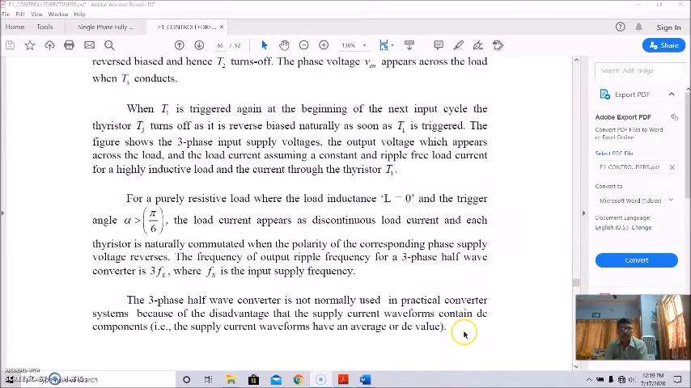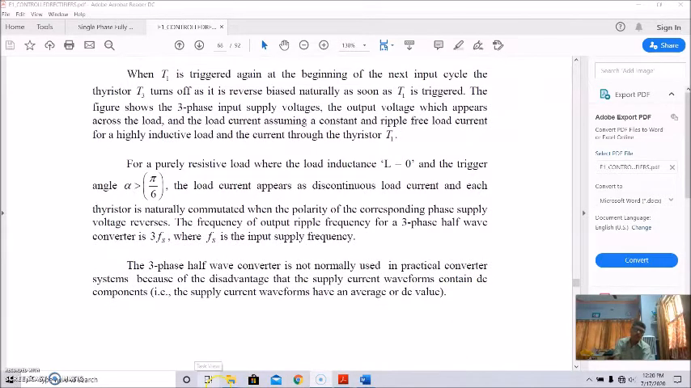reverses. So the output ripple frequency for a three-phase half-wave converter is 3 into Fs, where Fs is the input supply frequency. The three-phase half-wave converter is not normally used in practical converter systems because of the disadvantage that the supply current waveform contains DC components, that is, the supply current waveforms have an average or a DC value.